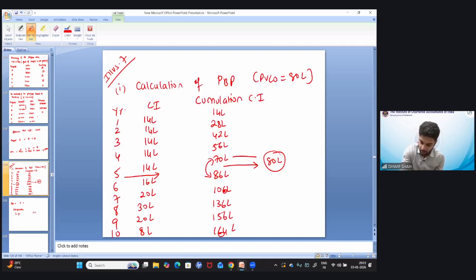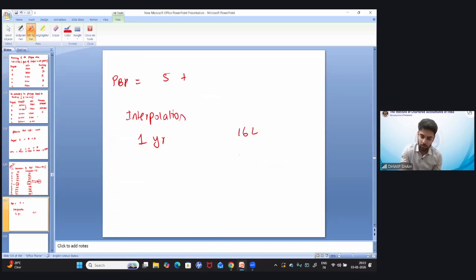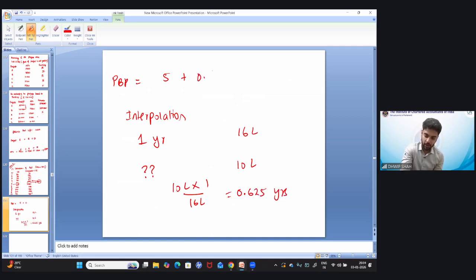But I just want to recover an additional 10 lakhs to reach my cash outflow, my initial investment, yes or no? So I have to recover only an additional 10 lakhs. In how many years will these 10 lakhs be recovered? 10 divided by 16, how much does 10 by 16 come to? 0.625. So the additional 10 lakhs would be recovered in 0.625 years. So my payback period comes to 5.625 years, so somewhere between 5 years, 8 months.